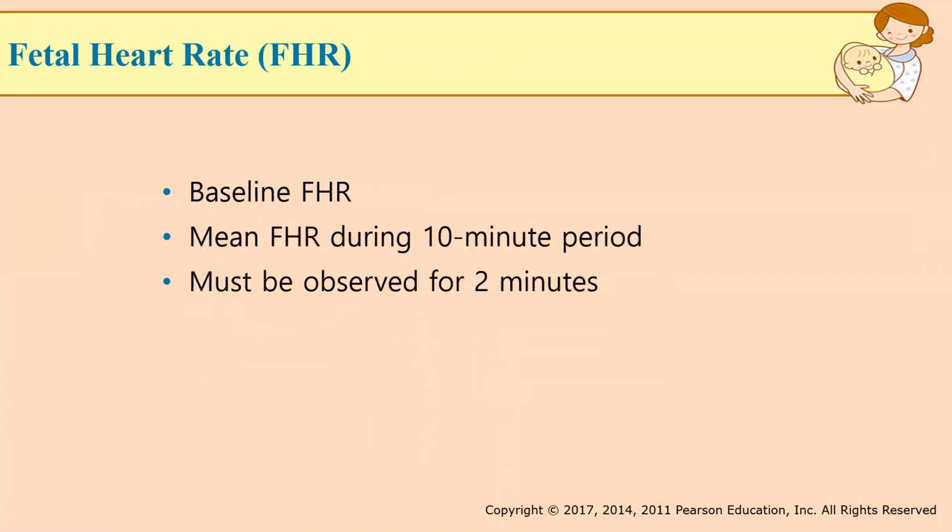We need to know the baseline fetal heart rate for the fetus, and the normal is between 110 and 160 beats per minute. The fetal baseline is determined by looking at the strip, and it does not include any accelerations or decelerations. The fetal heart rate should be traced for a 10-minute period, and we need to observe it for at least 2 minutes while it's going on.